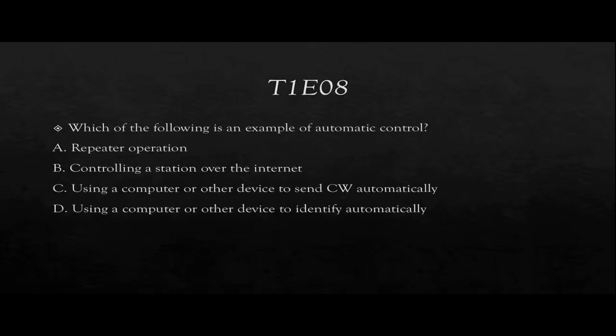Number 8. Which of the following is an example of automatic control? A. Repeater operation. B. Controlling a station over the internet. C. Using a computer or other device to send CW automatically. D. Using a computer or other device to identify automatically. And the correct answer is A. Repeater operation.